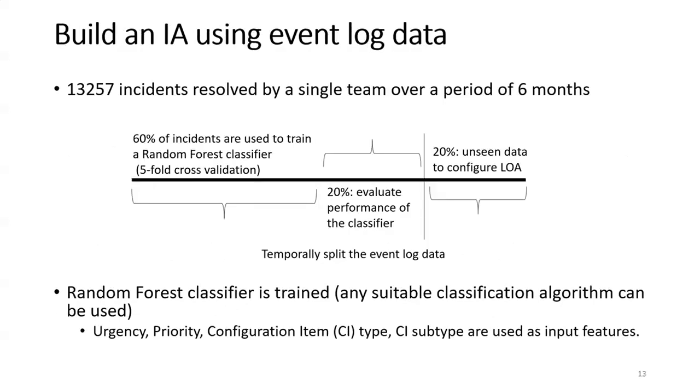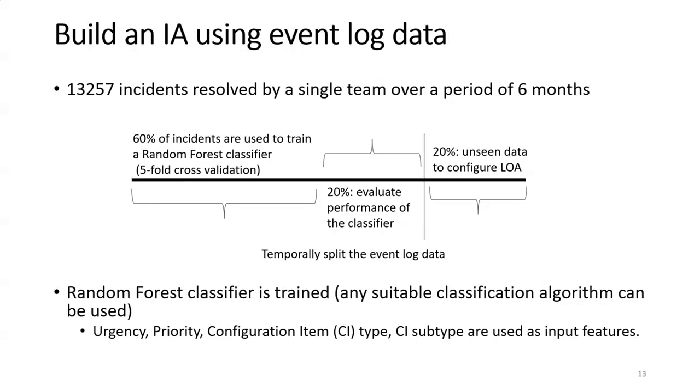We built the intelligent agent by looking at the 13,000 incidents that have been resolved by a single team over a period of 6 months. The entire data is split temporally. The first 80% of the data is used to train the classifier and evaluate its performance. The remaining 20% of the data is considered unseen data to configure different levels of automation.